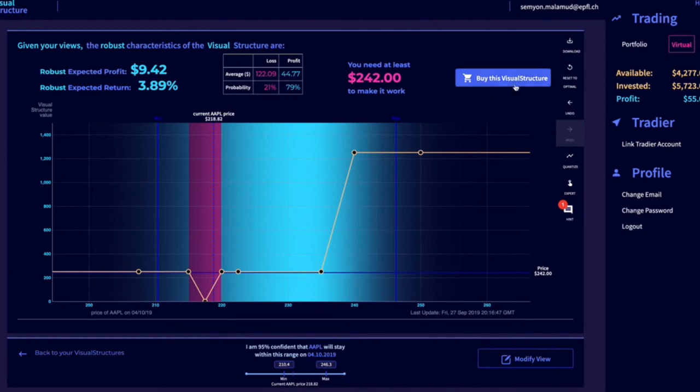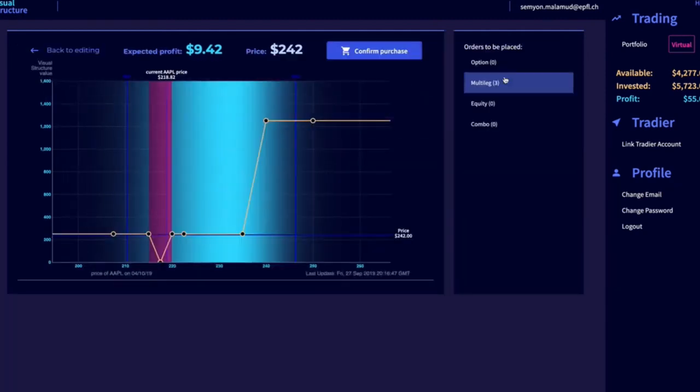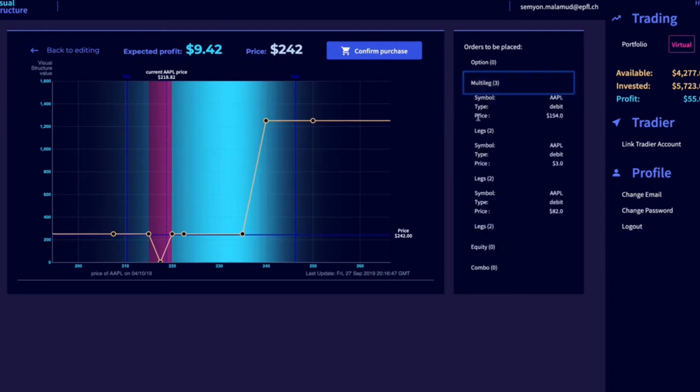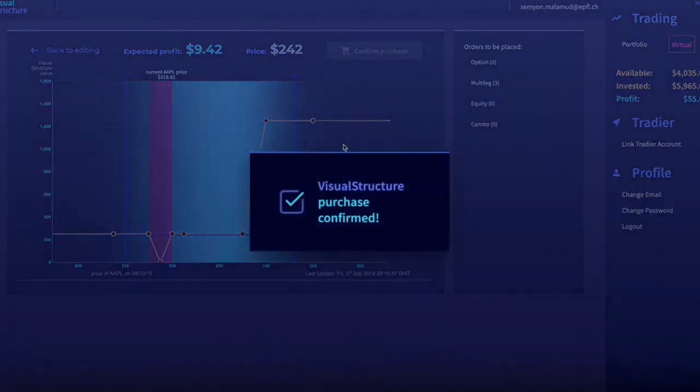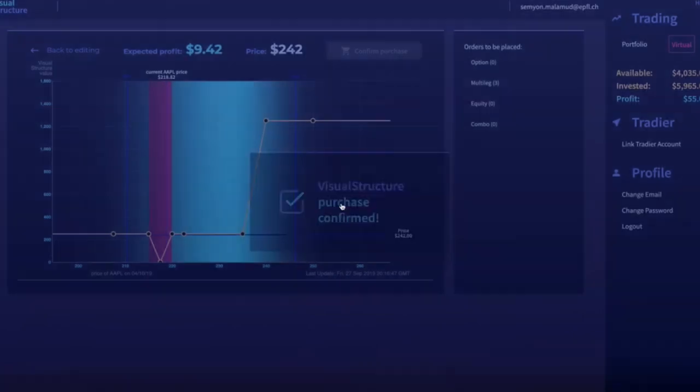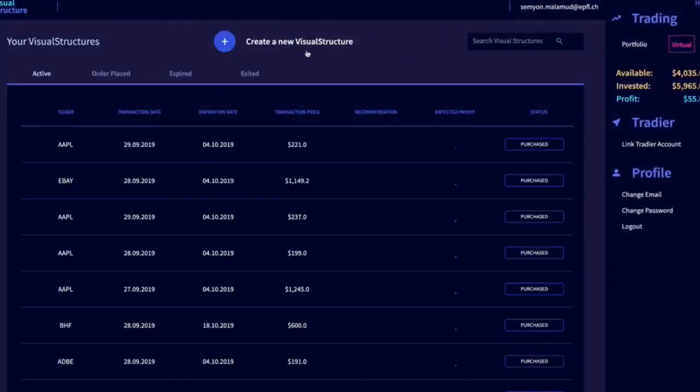Now I can click on Buy this visual structure. I can inspect it one last time. I can look at the orders here and see exactly the orders that are going to be placed in the market. And if I'm satisfied, I click on Confirm Purchase. And now, there it is. Visual structure purchase confirmed. This newly acquired visual structure immediately appears in the list of your visual structures.